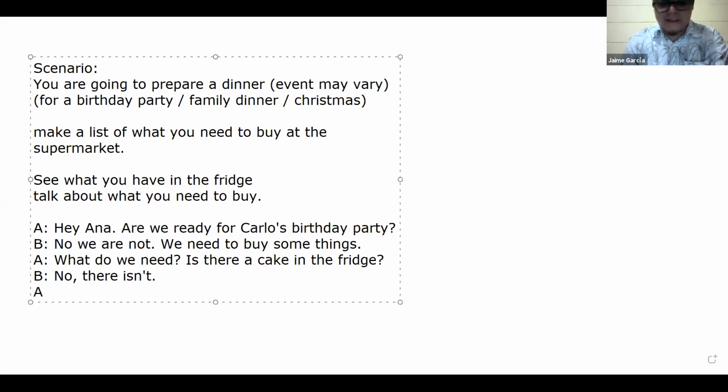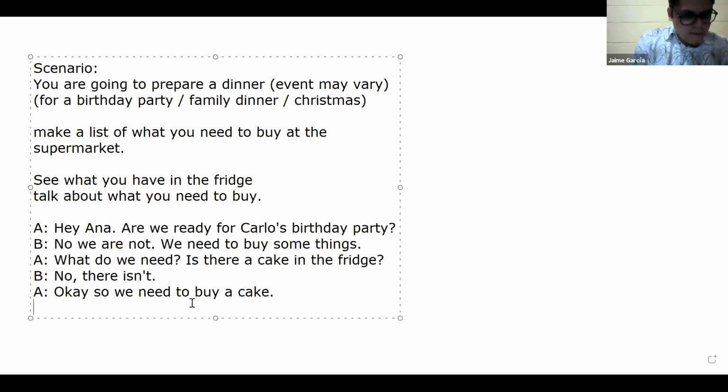And then the other person says, okay, so we need to buy a cake. And then you continue like that. Is this clear? Clear. Okay, all right.